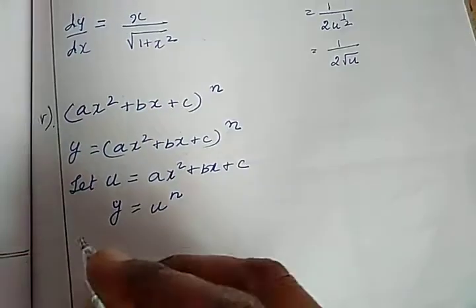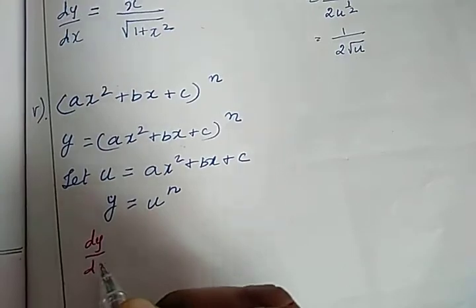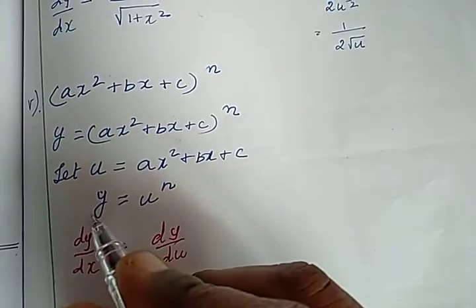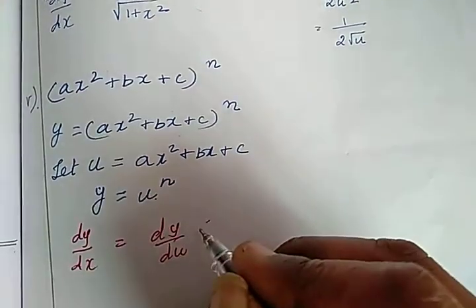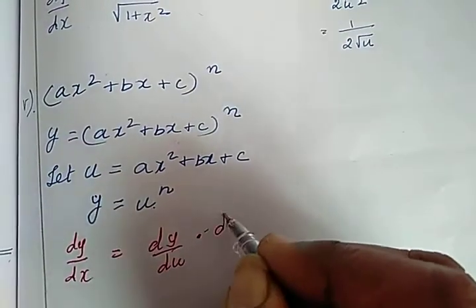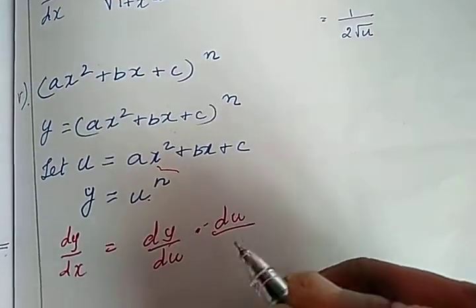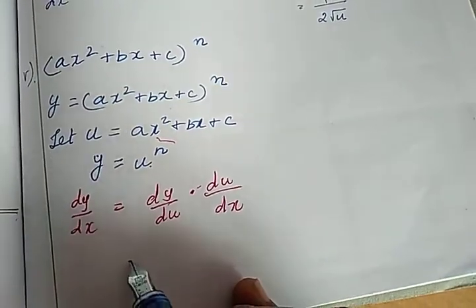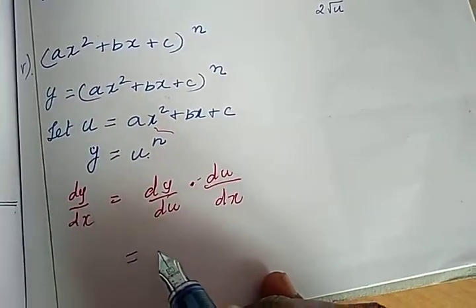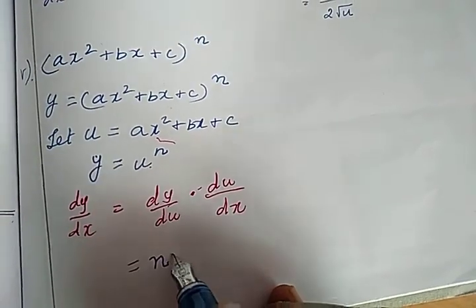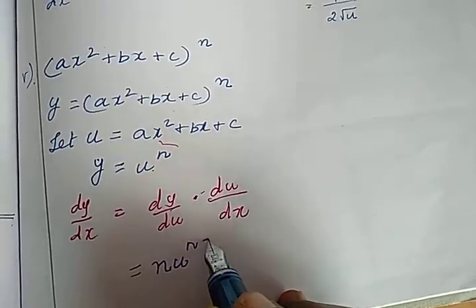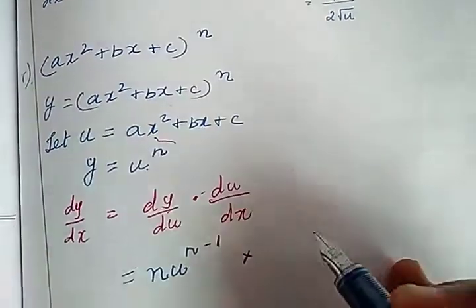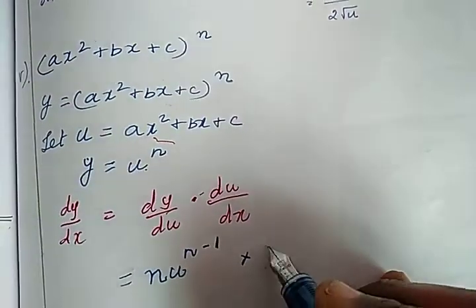Write the formula now. Dy by dx equals dy by du. So y we are differentiating with respect to u, into u we are differentiating with respect to x, du by dx. When you differentiate u to the power n, what will you have? This n will go to the front, as the coefficient: n u to the power n minus 1, into du by dx. Now, 2 will come to the front.